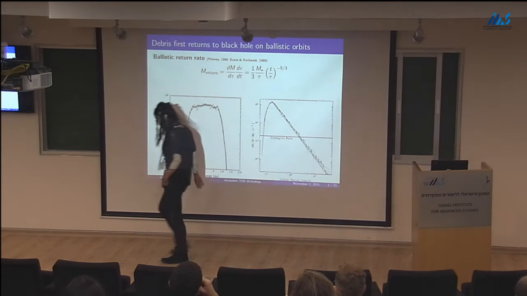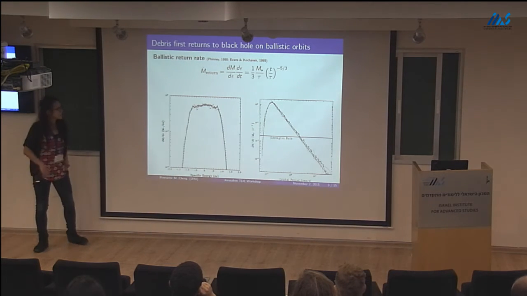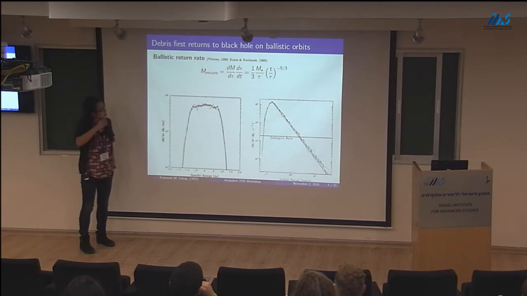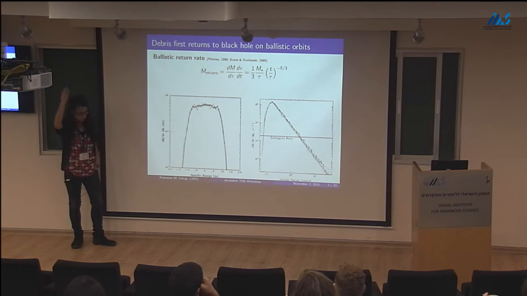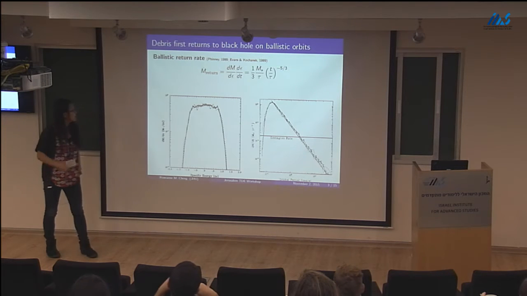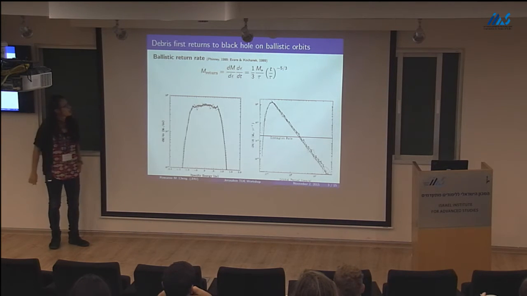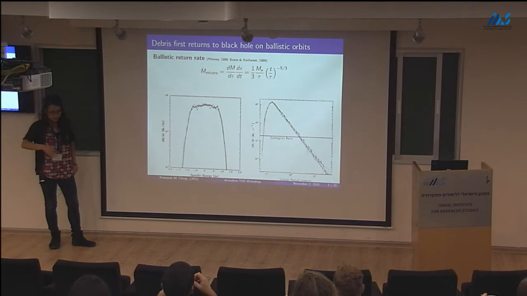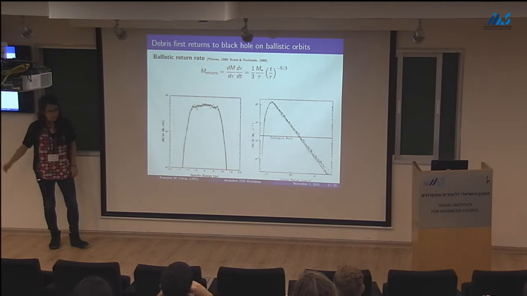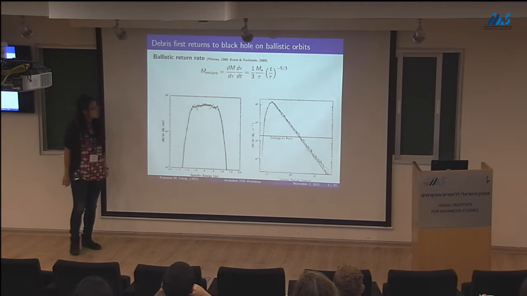In fact, a good question to ask: once we've assumed these things about quick circularization, what is the return rate of debris when it first returns? If we assume that these are ballistic debris that returns ballistically, and if we know what the distribution of orbital energy of the debris is, and if we know Kepler's third law, we can find this rate.